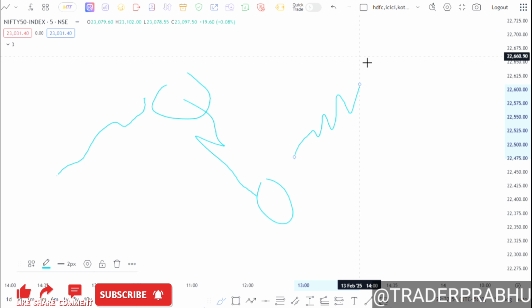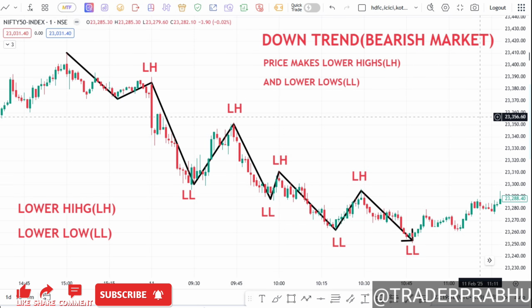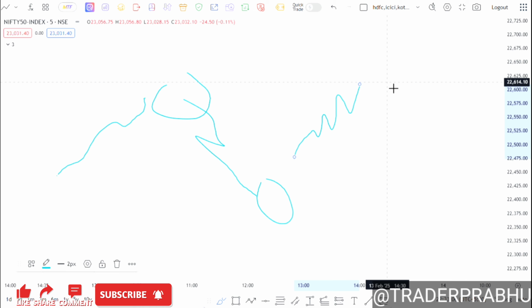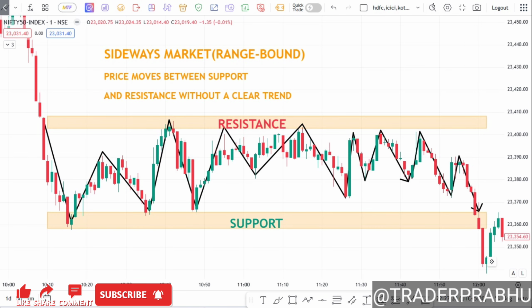The second phase is downtrend: lower highs, lower lows. Imagine you are going downhill. Price keeps making lower peaks and lower valleys. Like a stock falling from 150, 130, 140, 110 and 100. That is a downtrend.